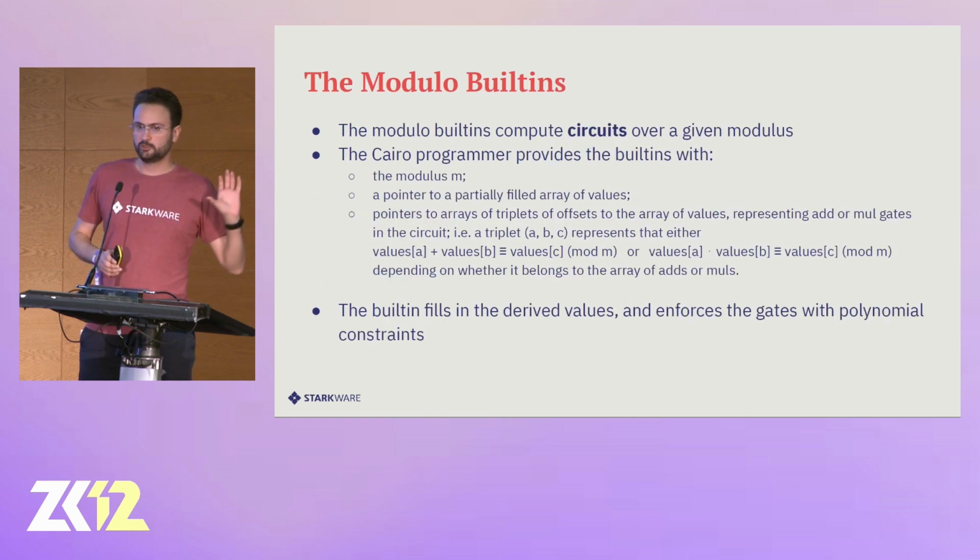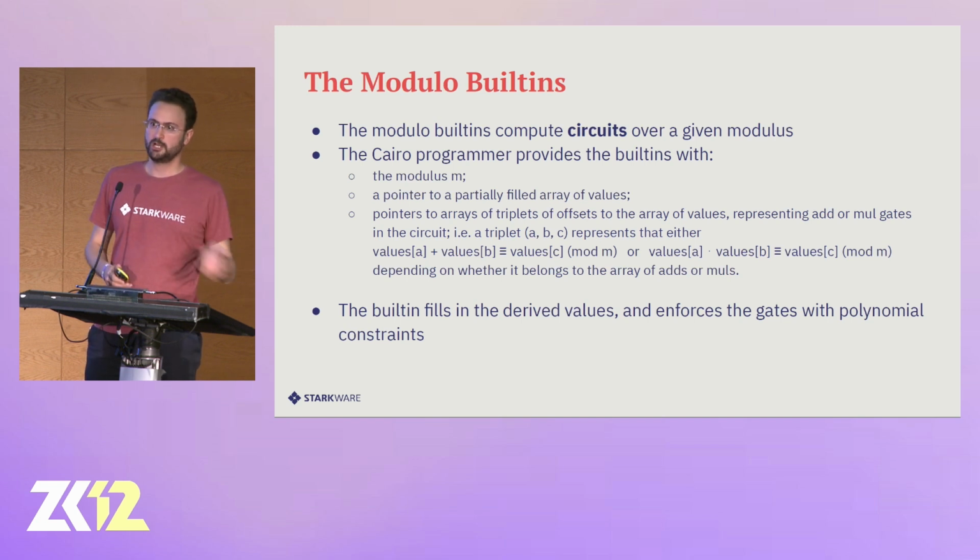And this built-in is also very different from the other built-ins that we have. So for example, for range check, how will the user use it? They just provide an input to this range check built-in, and then they know that this thing will be in that range. For bitwise, you provide inputs and you get outputs. It's very direct, very low communication.